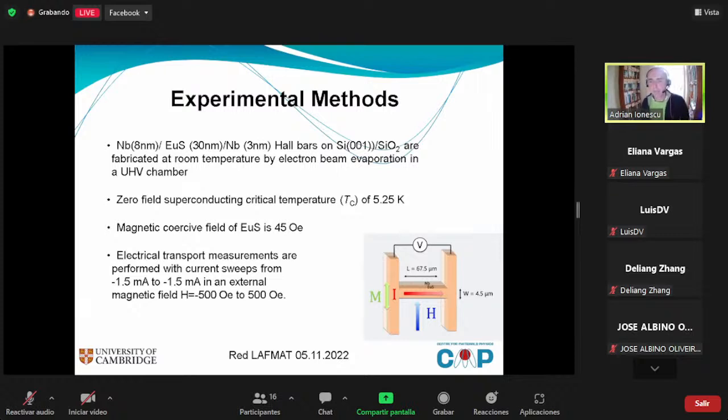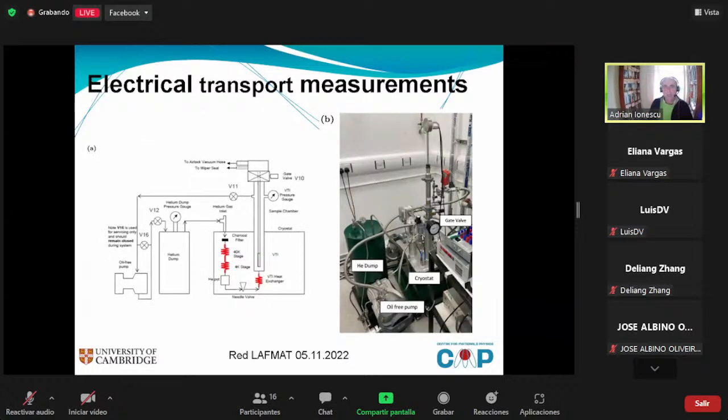and apply perpendicular to it a magnetic field H, which then, depending on the direction of H as we sweep it, reverses the magnetization. We swept the field from about -500 to 500 Oersteds, and the current in two directions, from -1.5 milliamps to 1.5 milliamps.